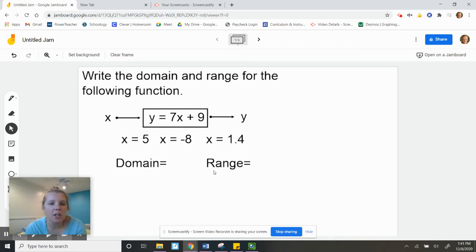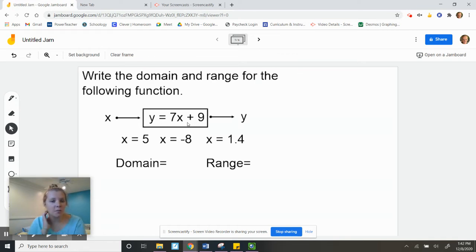Hello, today we're going to work on something new with functions. So far, we've been able to identify if something is a function based on the inputs. If it has a repeated input for outputs, or the same input has two outputs, then that means it's not a function. We've been able to look at them with mappings, a list of ordered pairs, a table, and a graph.